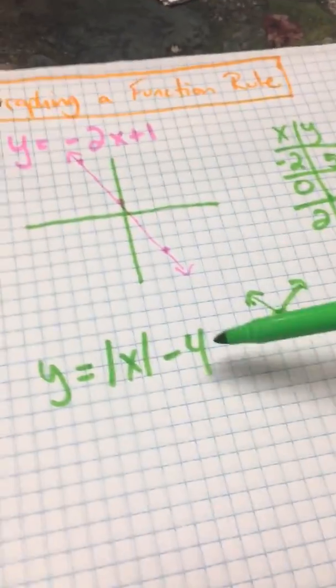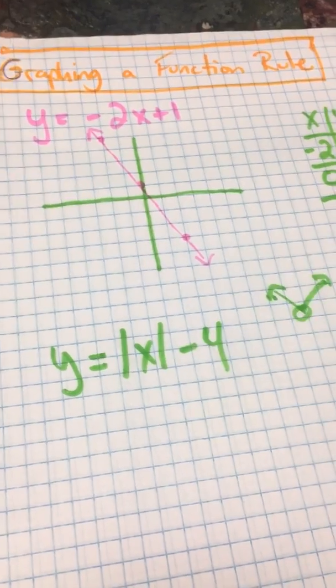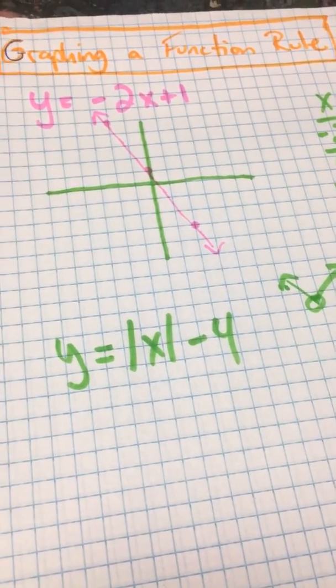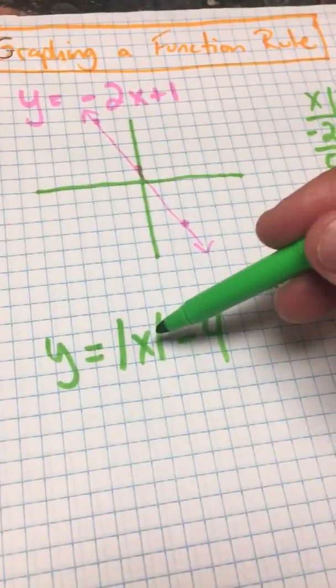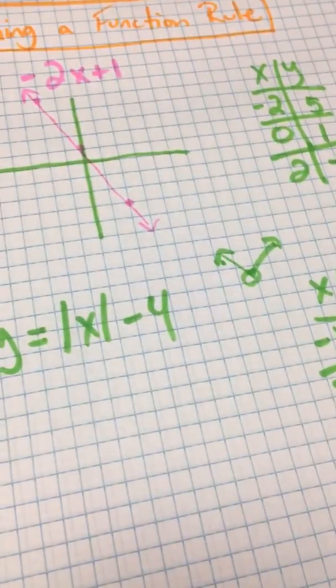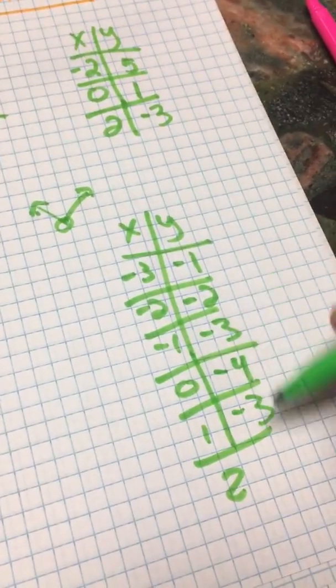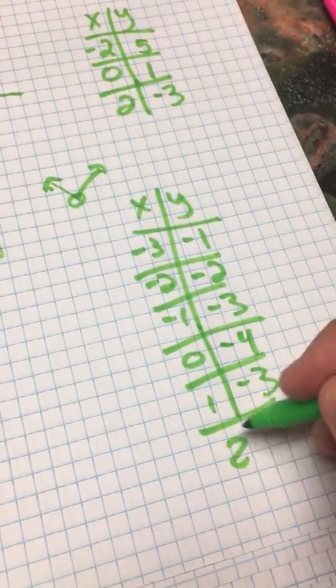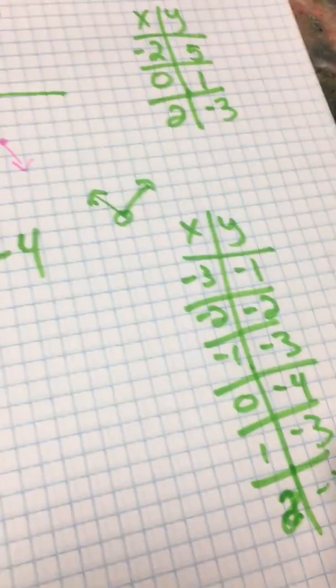When I plug in negative 3 here, I'll get 3 minus 4, which is negative 1. Negative 2 is 2 minus 4, which is negative 2. Negative 1 is 1 minus 4, which is negative 3. 0 would be negative 4. Positive 1 is negative 3. And I can start to see I have some things repeating here. So if I plug in 2, I'm going to get 2 minus 4, which is negative 2.